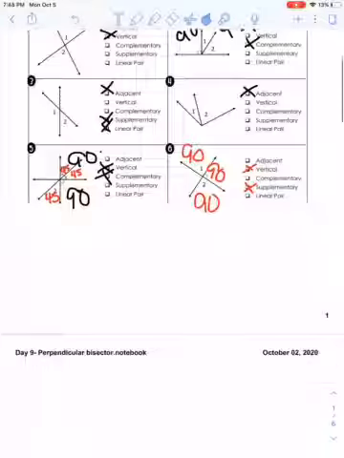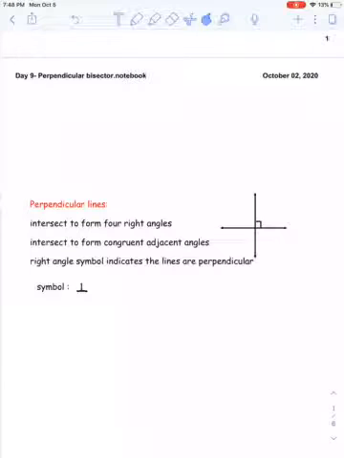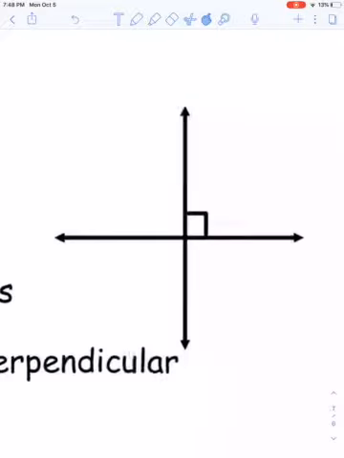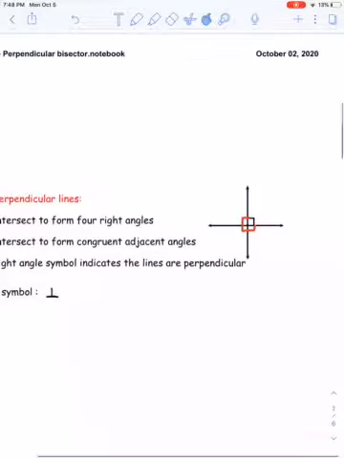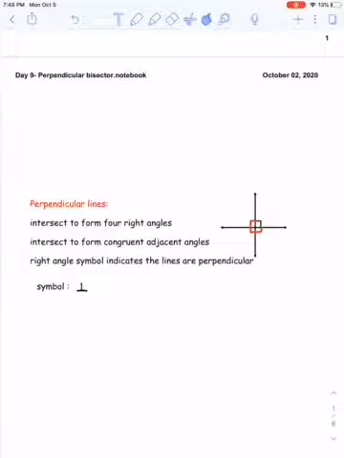Okay, so let's go over this. So perpendicular lines, they intersect to form 4 right angles. They intersect to form congruent adjacent angles, and the right angle symbol indicates that the lines are perpendicular. So if I see a right angle, I can always say my lines are perpendicular. If I see the perpendicular symbol, I can assume that my angles are 90 degrees, okay? And that's your symbol. So I only wrote one right angle there, but I could have written all of them, okay? Just know that perpendicular lines and right angles go hand in hand.